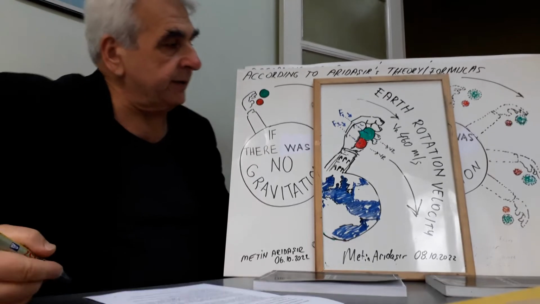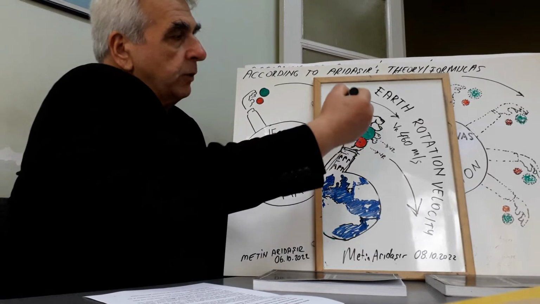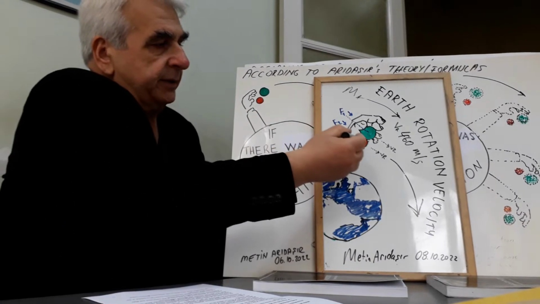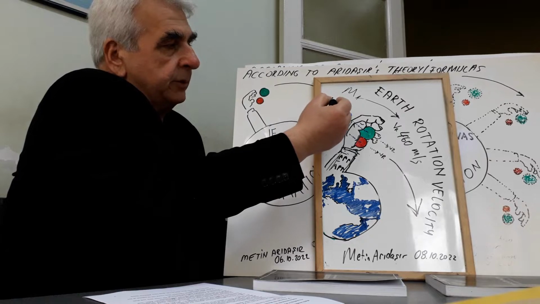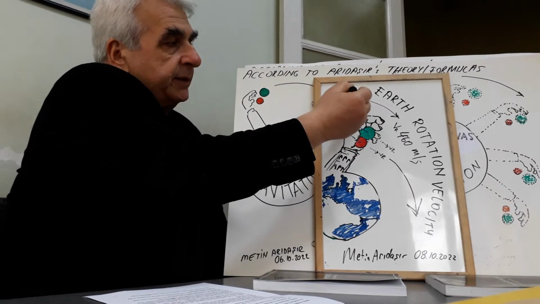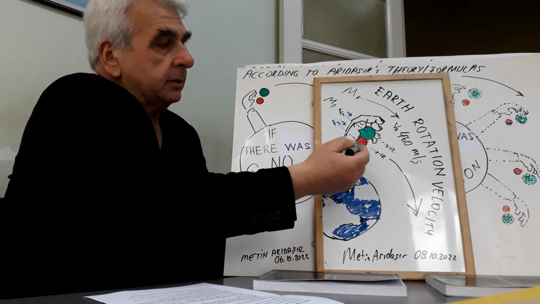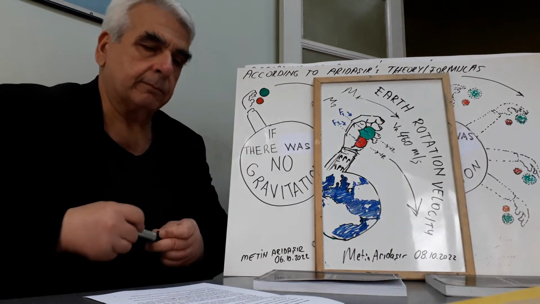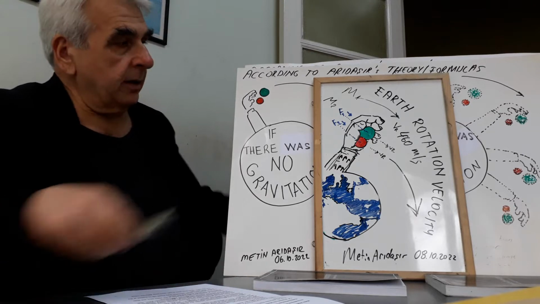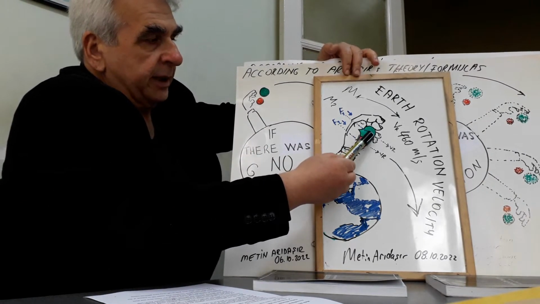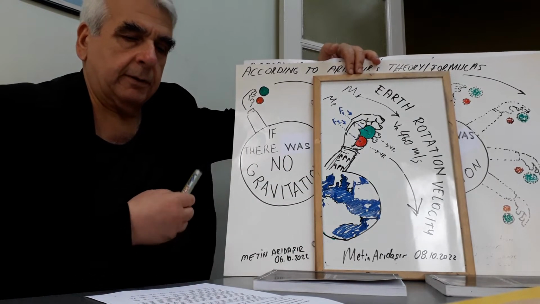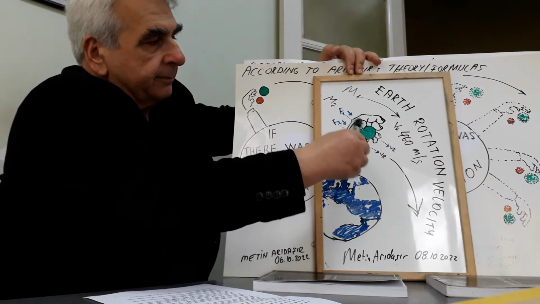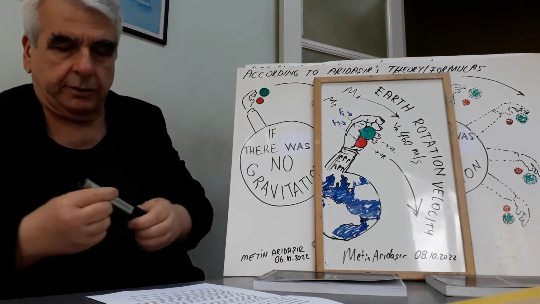The greater mass object is, say, M1, and the smaller mass object, its mass is M2. The bigger one's mass is M1, the smaller object's mass is M2. So the green object, M1, rests against this part of the hand, this side, here.